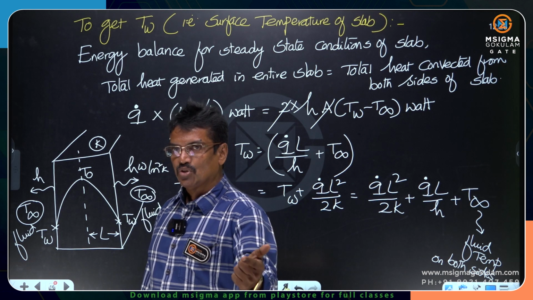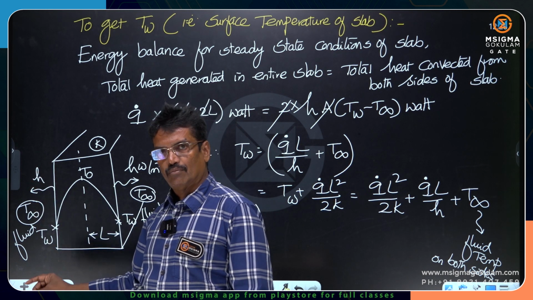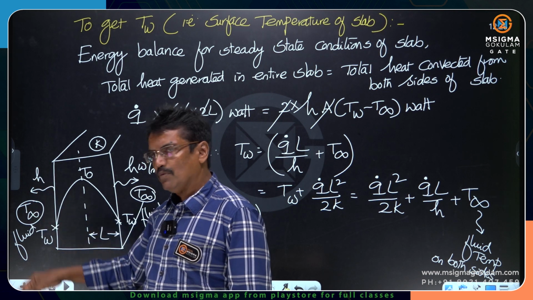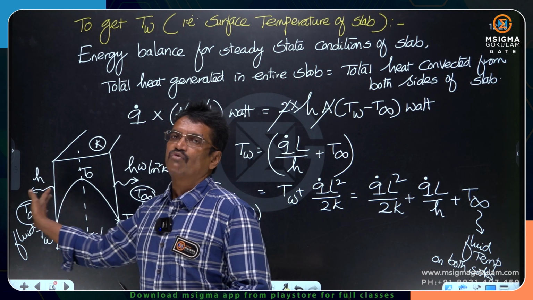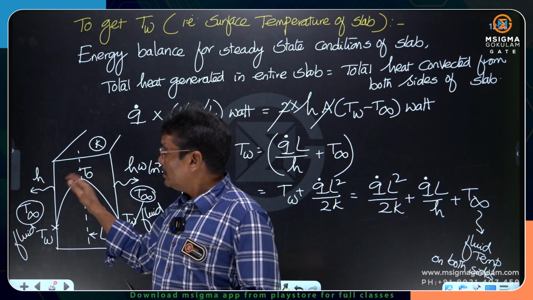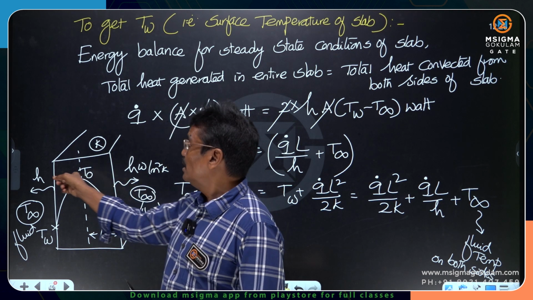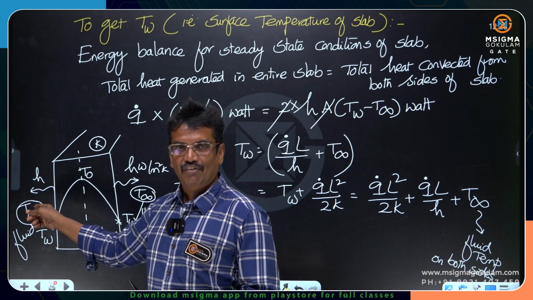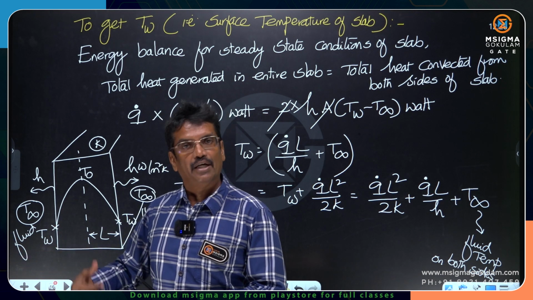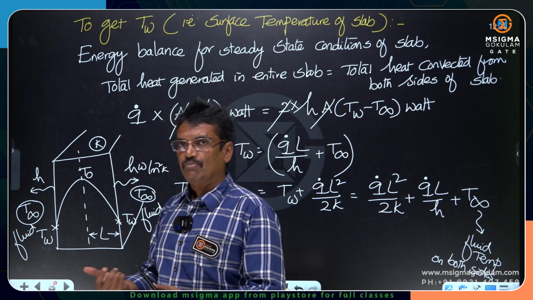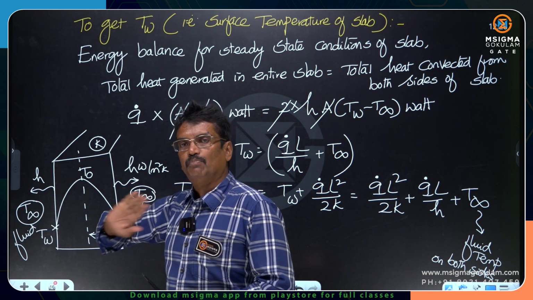The other extreme assumption I am going to propose now: one end of the slab is perfectly insulated. That means there is no chance for convection from that side, so all the heat generated has to convect from only one side, because that road is closed. Under these conditions, what will happen? Let us see. I am proposing the other extreme situation, that one side of the slab is perfectly insulated.